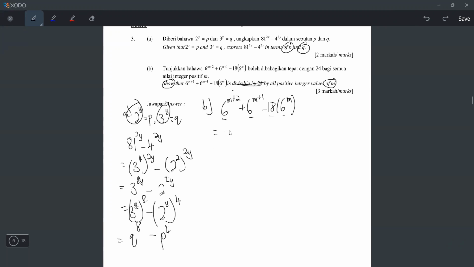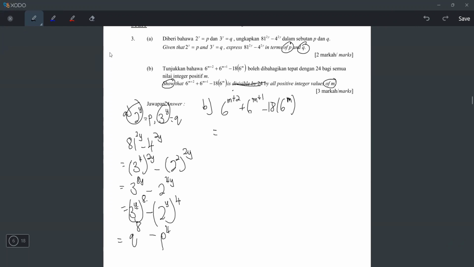You don't tell me 6 can change to base 3. No, cannot. 3 power 1 is 3, 3 power 2 is 9. So 6 cannot change already, and 18 is also the same. So since these are already in the smallest base, I will try to combine them together.